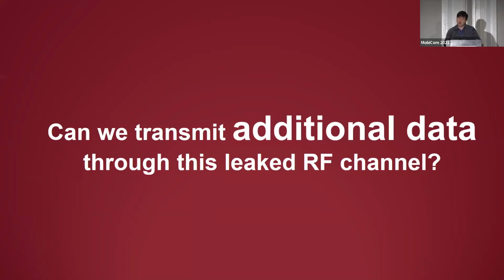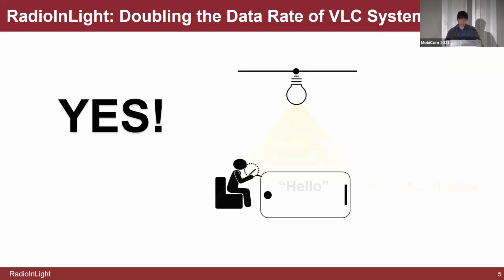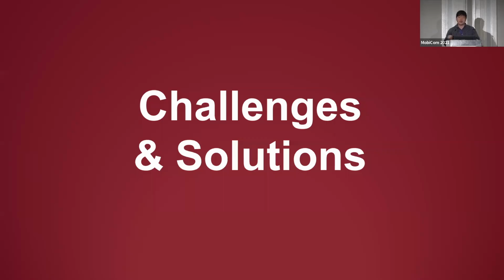Since such RF leakage always exists, we ask this question in our paper: can we transmit additional data through the leaked RF channel? The answer is yes, of course. So we proposed the RadioInLight system that can utilize the leaked RF signals to double the data rate of VLC systems. Although it sounds great, we still need to solve some challenges to make the system work.